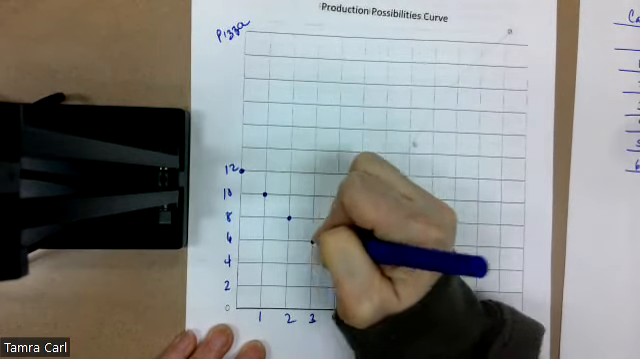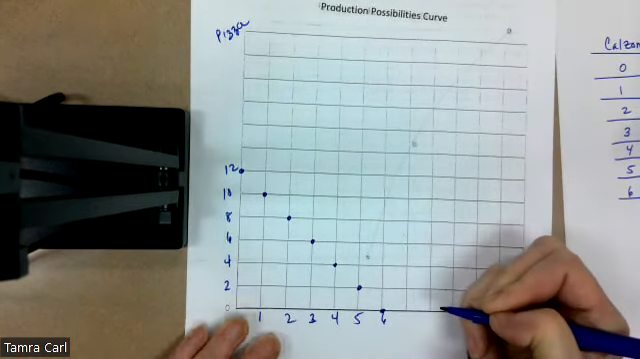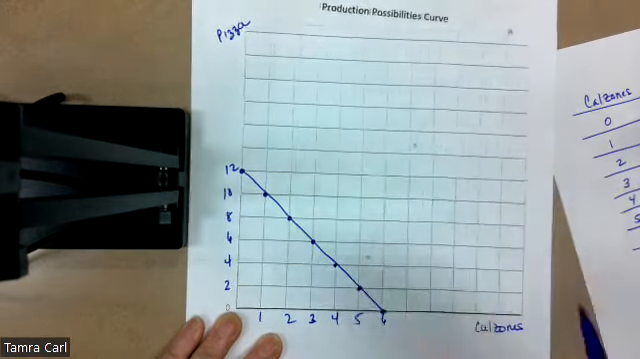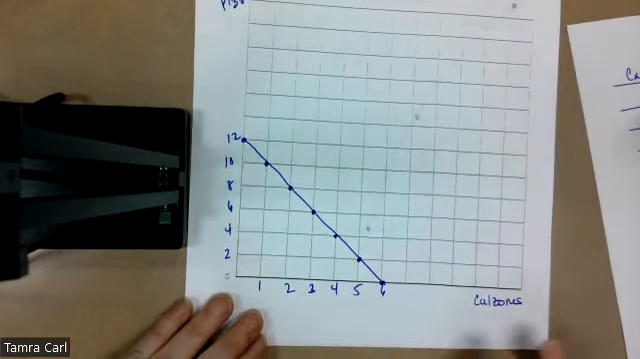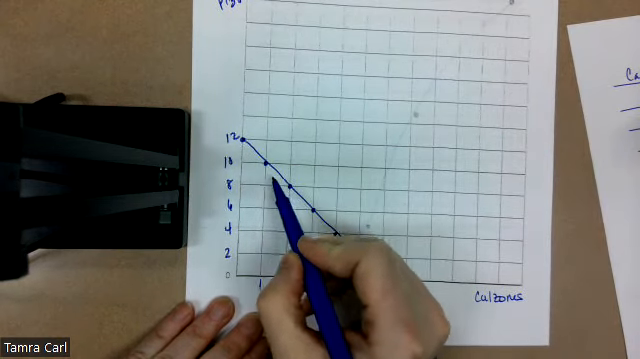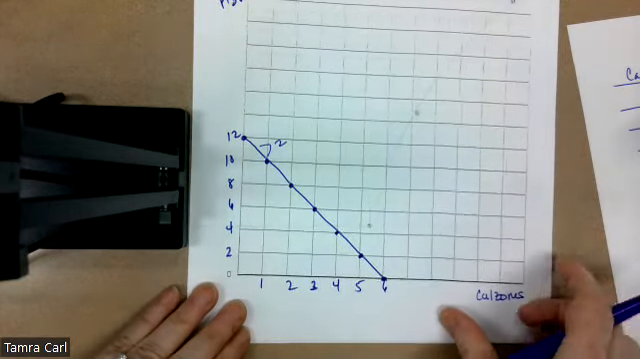And going through, it looks like that. And so then you connect it. And now you can see that this is a constant opportunity cost. For each additional calzone, I'm always giving up 2 of the pizzas.